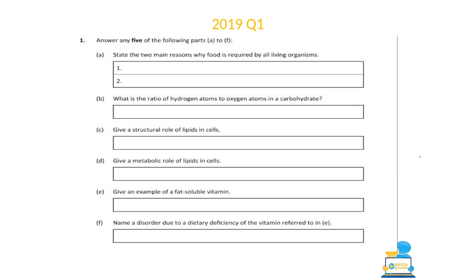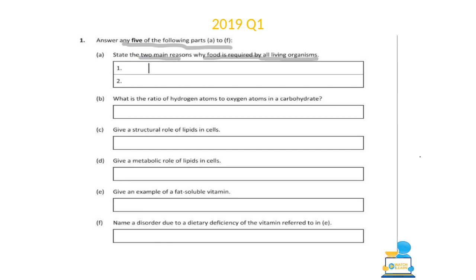The last question we're going to go through today is the 2019 paper, question 1. And again, we recognize that it's a very similar layout to previous questions, where we're answering 5 of the following parts, A to F. First question is asking us to state the 2 main reasons why food is required by living things. We need to be really careful to take into account what they're actually asking us. So they're asking us, why do we need to take in food? For what purpose is food required by living things?